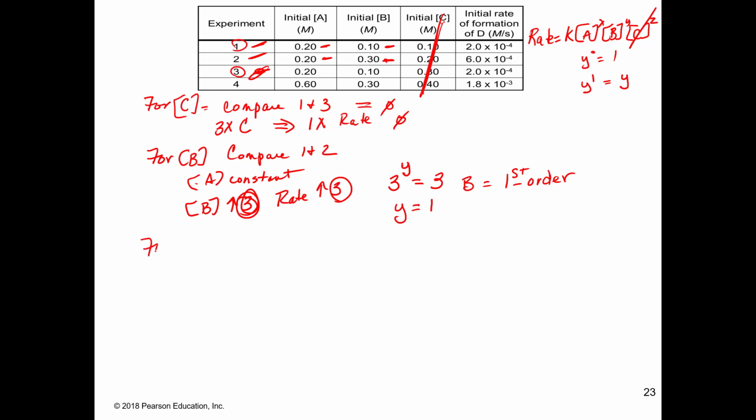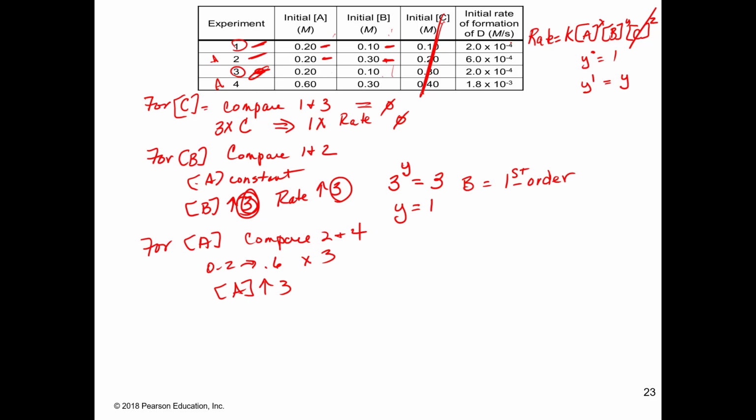So now I'm going to go back and look at A. And remember, I've got to have one where B is constant this time. And so I can't use 1 and 3 because they're both constant. So I'm going to have to compare 2 and 4. All right, so 2 and 4 to figure out A. So 0.2 to 0.6 is times 3 increase. So A goes up times 3.